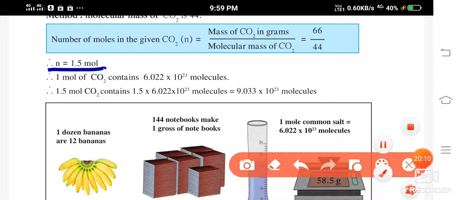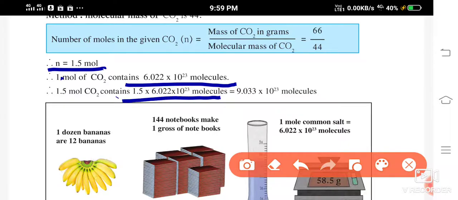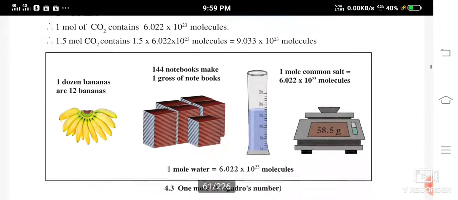1.5 moles. Therefore, 1 mole of carbon dioxide contains 6.022 into 10 to the power of 23 molecules. Therefore, 1.5 moles of carbon dioxide contains 1.5 into 6.022 into 10 to the power of 23, that is 9.033 into 10 to the power of 23 molecules.